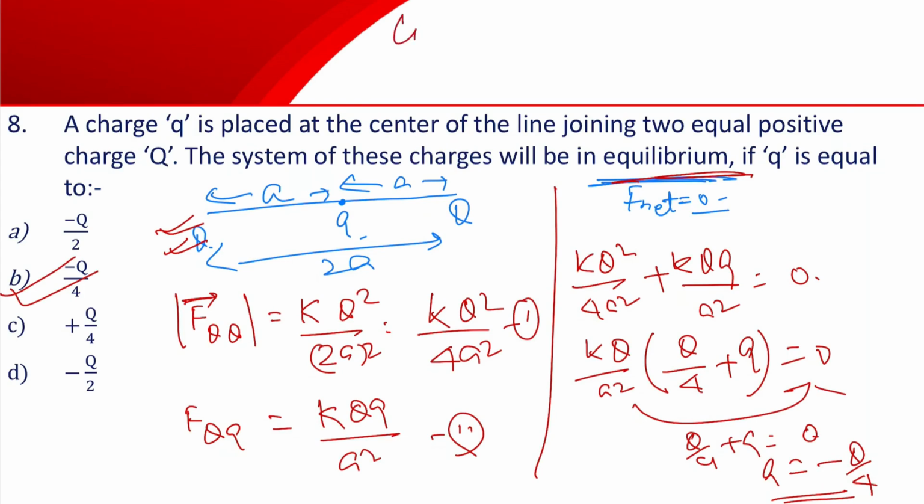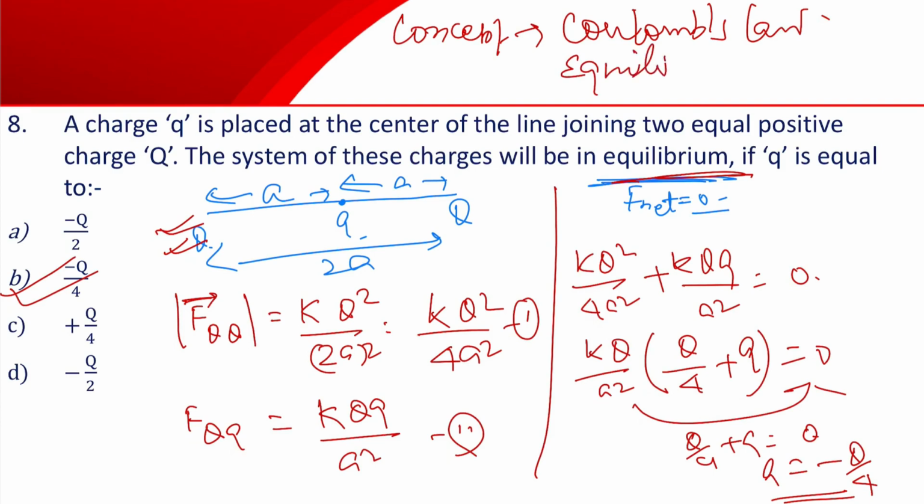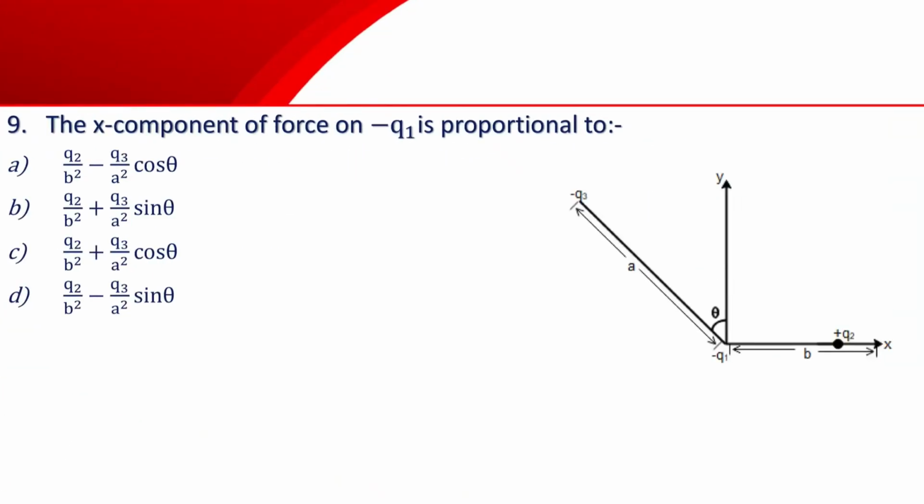In this case, yes, Coulomb's law is applied. The concept applied is Coulomb's law, and concept of equilibrium also. Equilibrium. And in that, F net is 0. That is the concept applied in this equilibrium case. F net is 0. Okay.